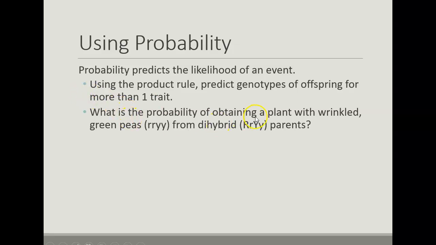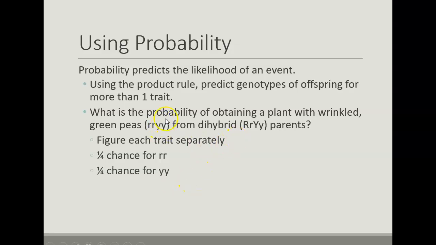So if I wanted to find out the probability of obtaining a plant that had wrinkled green peas, that's the recessive, from 2 dihybrid parents, so dihybrid means they are heterozygous for both traits, how could I figure this out? Well, you figure each trait separately. There's a 1 out of 4 chance to be homozygous recessive for R, and if you need to review that, go back to the slide where I showed you that. And then there is also a 1 out of 4 chance of being homozygous recessive for the Y trait. So you just multiply those two together, okay? 1/4 times 1/4 equals 1/16.